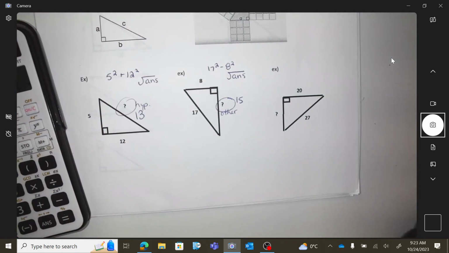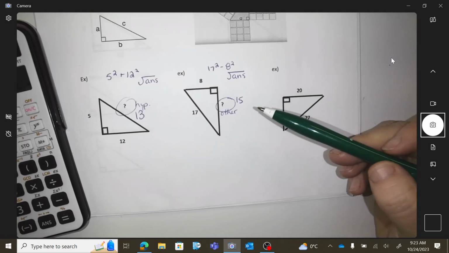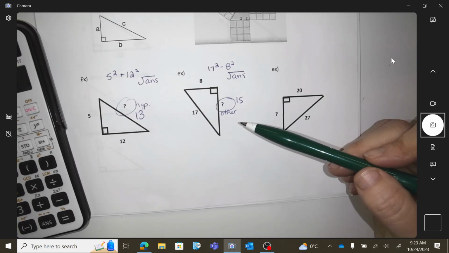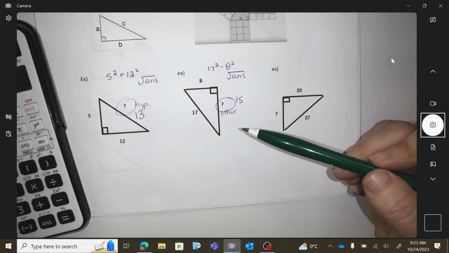By the way, if you forget to square root and you wrote 225, you should look at that triangle and say, that seems ridiculous as an answer, right? You're always saying, does my answer make sense? Well, that wouldn't.